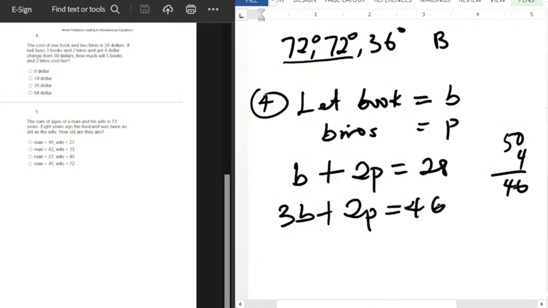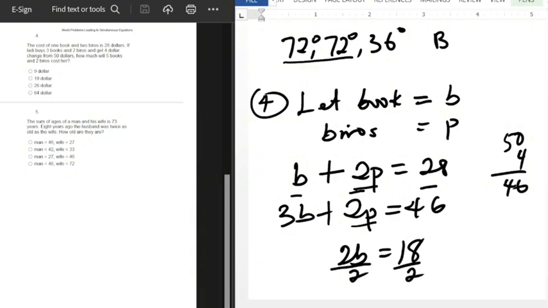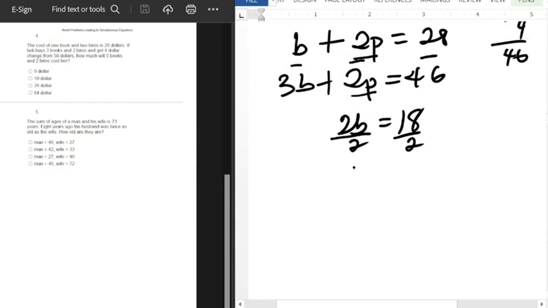From here as well, we can use the elimination method, because we have both coefficients of P being the same number. So we subtract. 3B minus B gives us 2B, 2P minus 2P cancels, then 46 minus 28 gives us 18. Divide both sides by 2. So B equals 9. That is the first step.